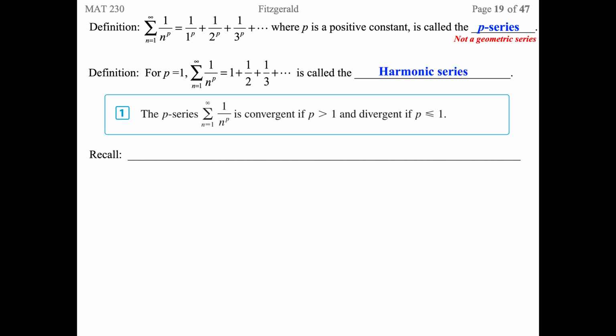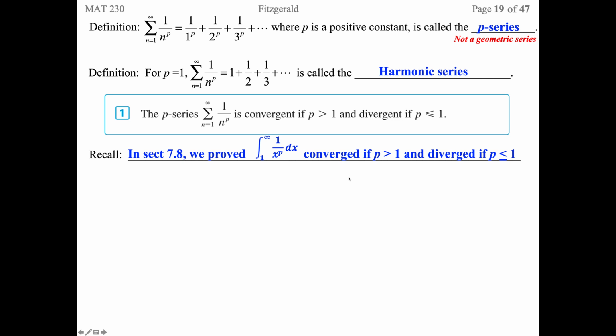All right, so definition, the p-series, the summation of 1 over n to the p will converge if p is greater than 1 and diverge if p is less than or equal to 1. Wait a minute, I've seen something like that before. Yeah, that was back in section 7.8 when we were doing our improper integrals and proved that the integral from 1 to infinity of 1 over x to the p power would converge if p was greater than 1, and it diverged if p was less than or equal to 1.